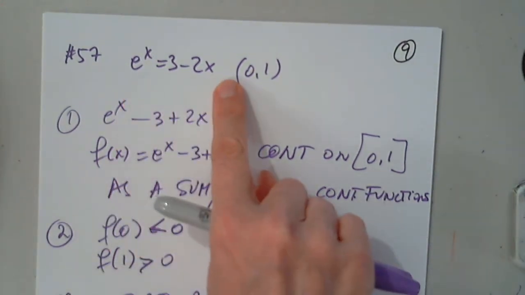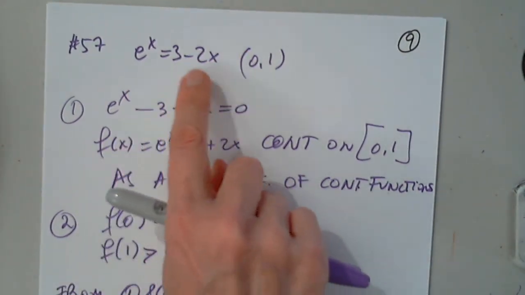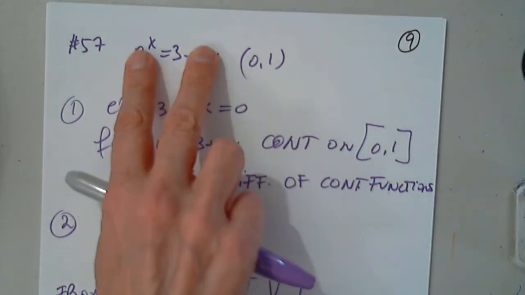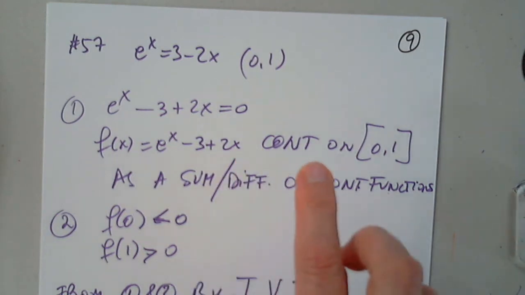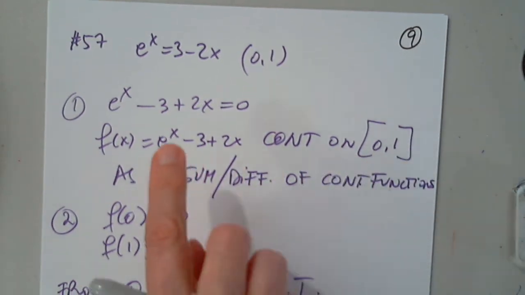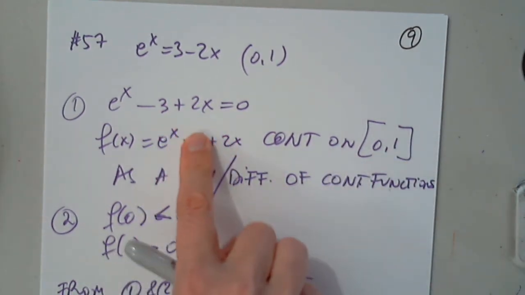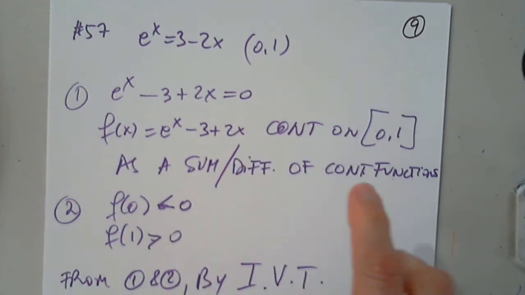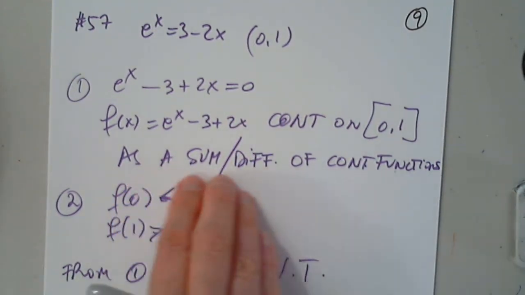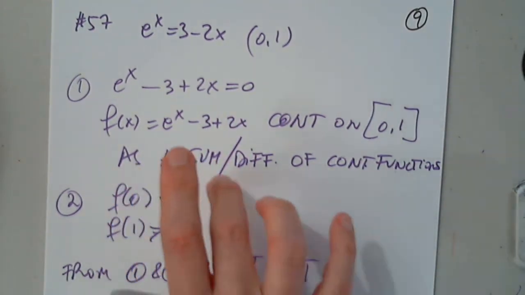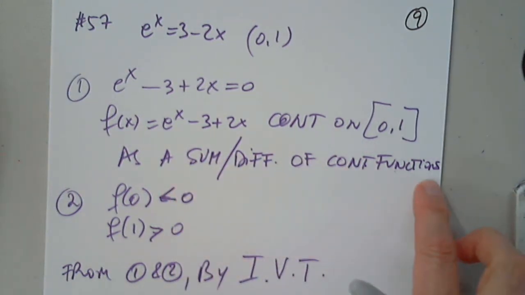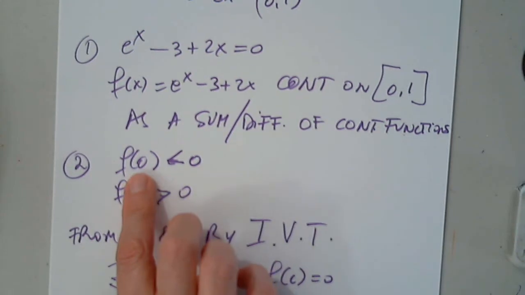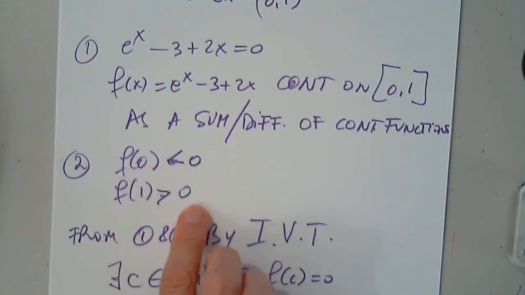Okay, so we have this function. We create the function from the equation. We know it's continuous on the closed interval because this is a continuous function, this is a continuous function, this is a continuous function. So I have to write this as a sum or difference of continuous functions on this interval. We plugged it in, f of 0 was negative, f of 1 is positive.